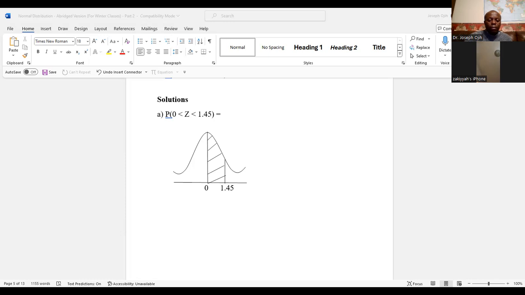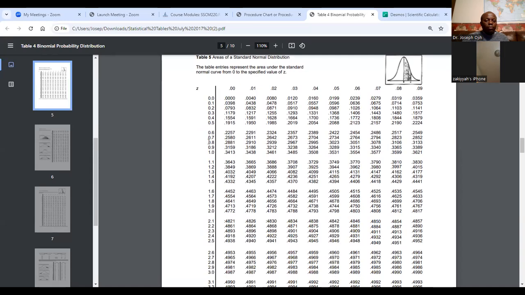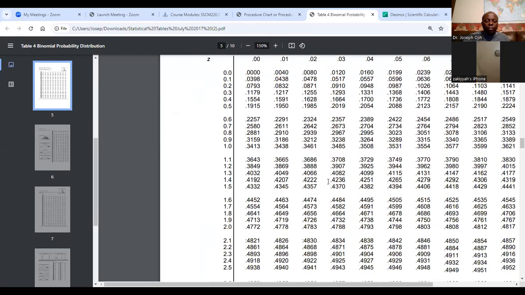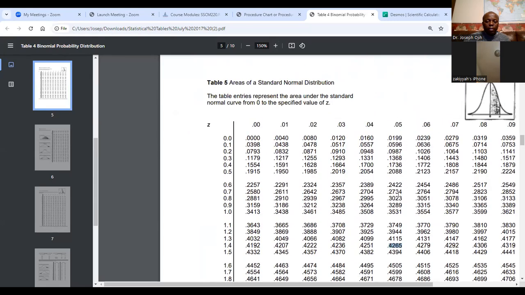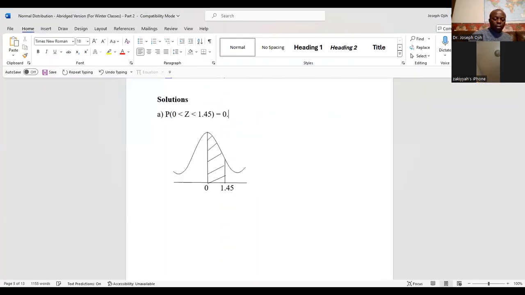Let me share it again. Yeah, 1.45 right here. So we just look for it and find the area. 1.4, under 5. See 1.4 is right here, but you're going to go under 5. It's 5 right there. See, 1.4 under 5 is 0.4265. Any questions on this?